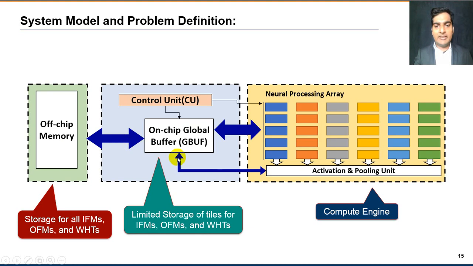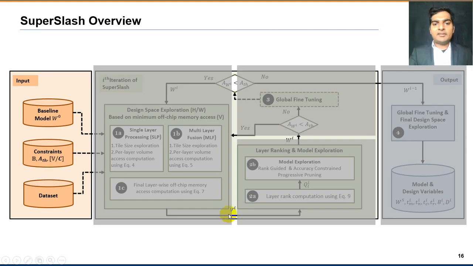Design space exploration is thus carried out to select a layer-wise data reuse strategy and the corresponding tile sizes for the input feature maps, output feature maps, and weights. Our SuperSlash methodology performs this DSE along with a model compression scheme that is aimed at reducing the off-chip access volume. Provided a DNN model, the available on-chip buffer size, and a minimum accuracy constraint, our methodology minimizes the off-chip access volume via pruning the model. The SuperSlash methodology comprises 4 steps and is illustrated in this figure.